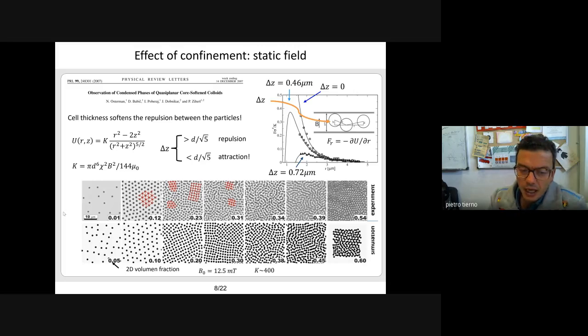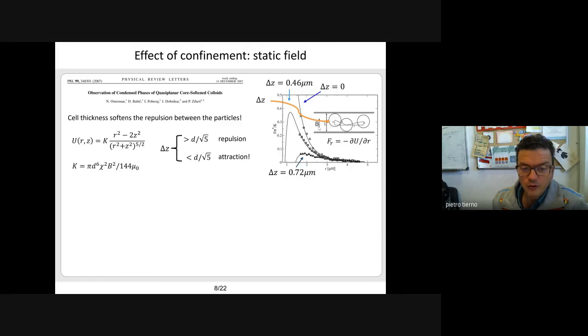And what they found out is that when they strongly confine these paramagnetic colloids and apply an external field simply perpendicular to the sample cell, there can be a range of parameters, distance and thickness, such that instead of inducing repulsive interaction, one can induce even attractive ones. So what do I mean by repulsive and attractive?